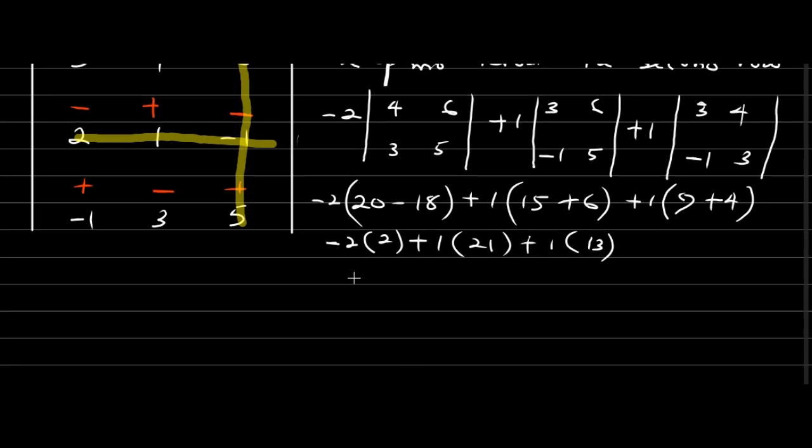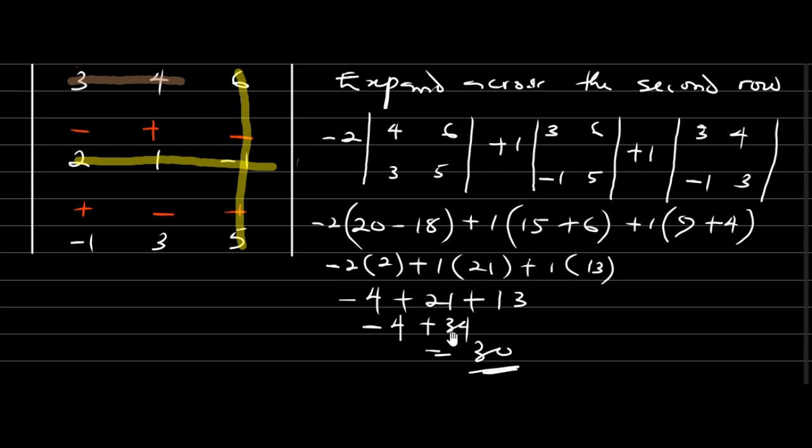Alright, so this is minus 2 times 2, that is minus 4, plus 21 plus 13. So 21 plus 13 would give us 34. So this is minus 4 plus 34, and we have 30. Don't forget, when we expanded across the first row, we also got 30. And now expanding across the second row also gave us 30. Let's proceed further to expand across the third row.